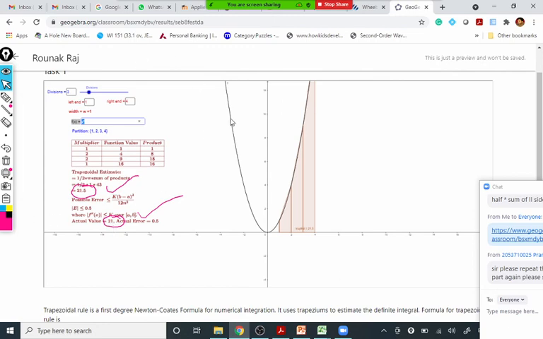If you use this applet, you are going to get all the calculations here. You get the answer also. Everything is there. Exactly the same things you have to write in the exam. I will tell you.